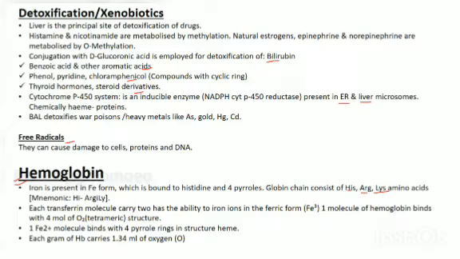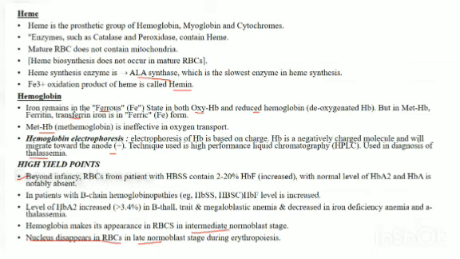One molecule of hemoglobin binds with 4 moles of oxygen, tetrameric structure. One ferric molecule binds with the 4 pyrrole rings in the structure heme. Each gram of hemoglobin carries 1.34 milliliters of oxygen.